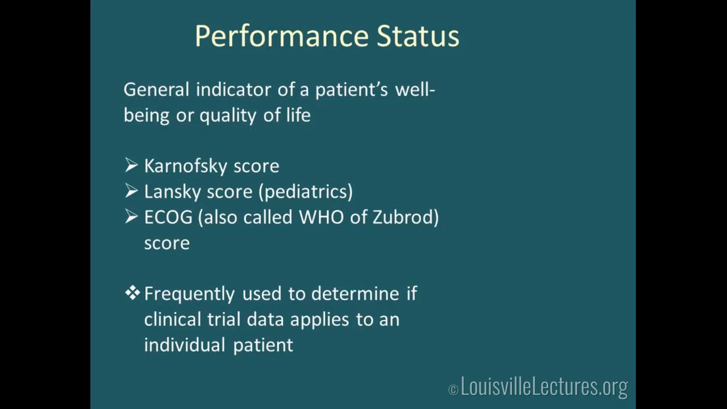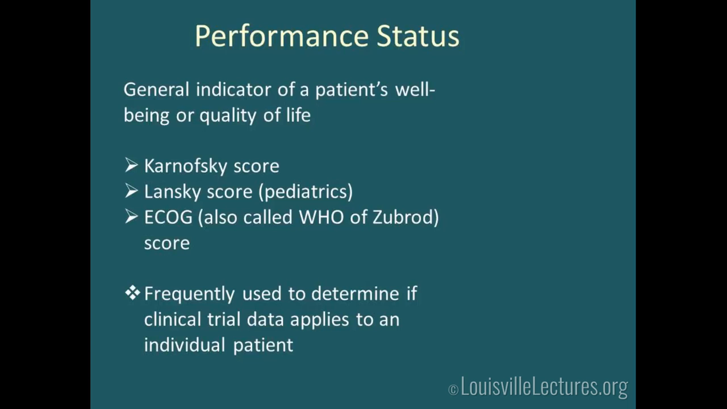And we use 3 different scales for assessing performance status. One is called the Karnofsky score. That was the first one. It goes from 0 to 100, where 100 is good. The Lansky score is the equivalent of the Karnofsky, but it's used in pediatrics. So the Karnofsky score talks about people being able to work, whereas the Lansky score talks about people being able to play. And the ECOG is probably the most commonly used scale, and it's the newest one, and it's the most popular, I would say, because it has the simplest system.